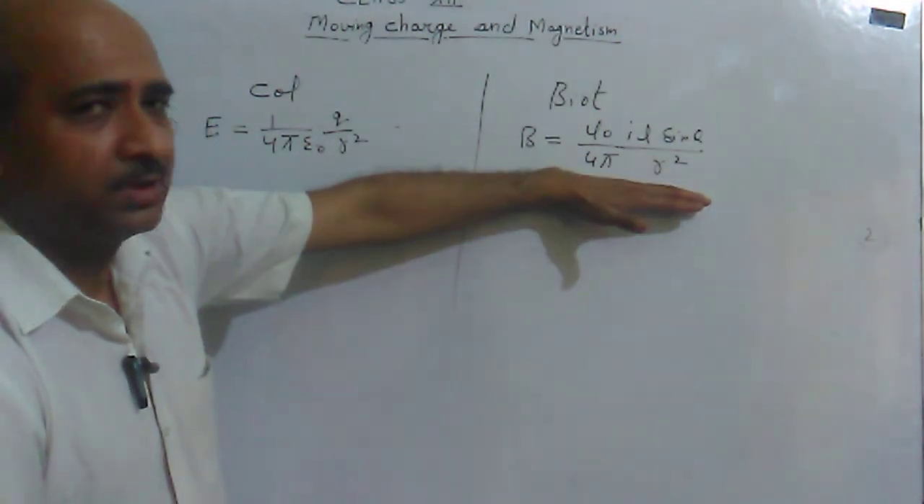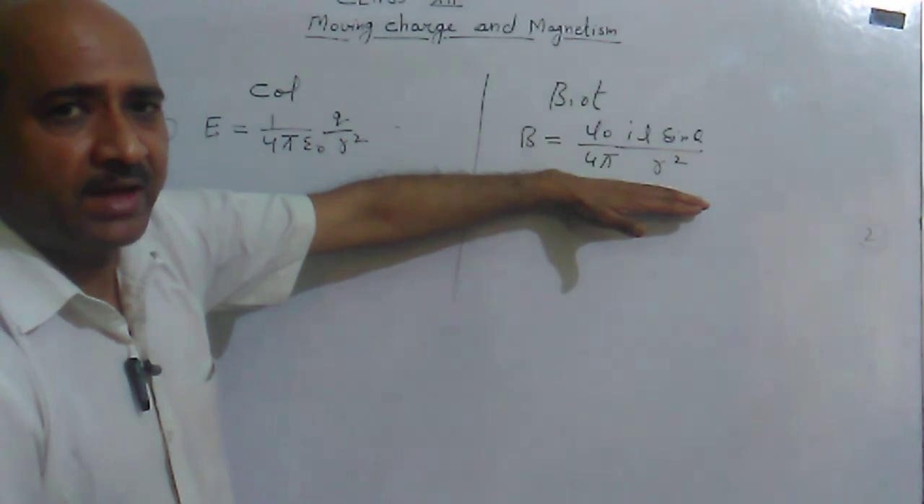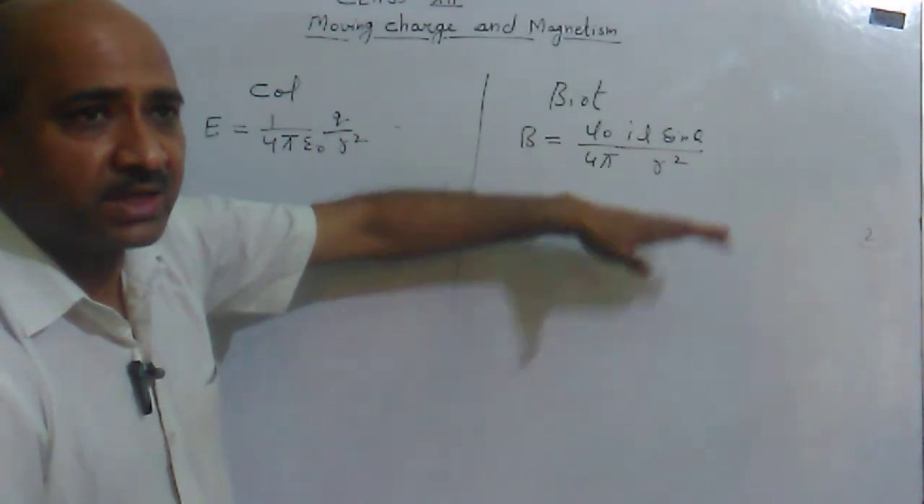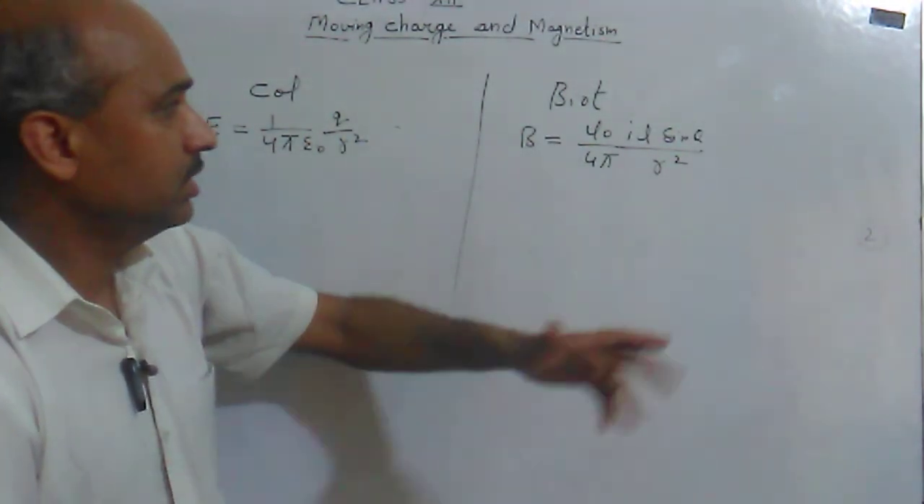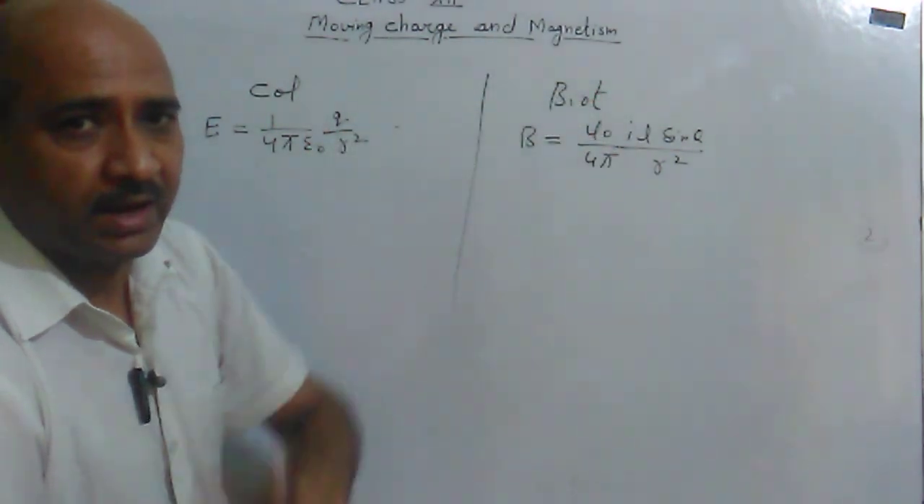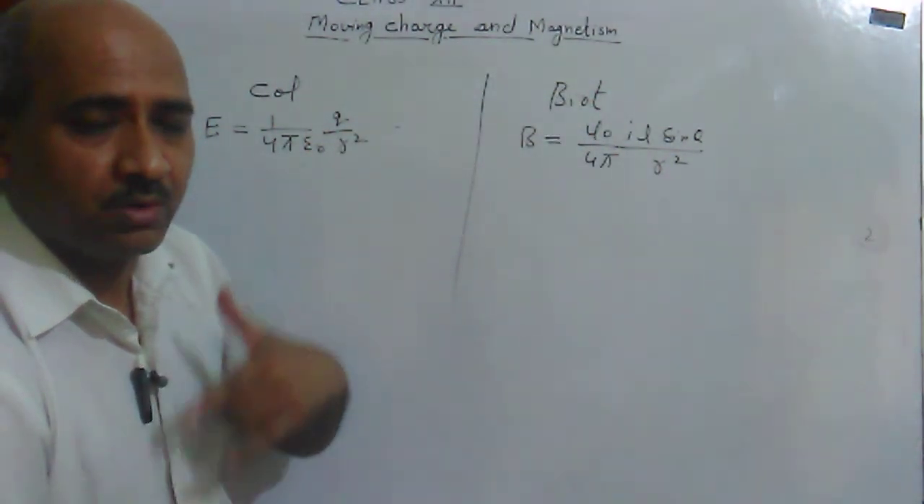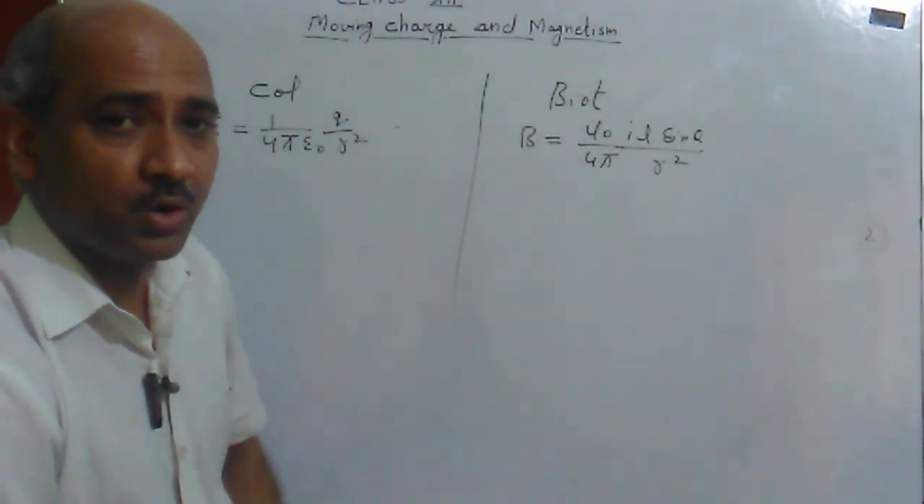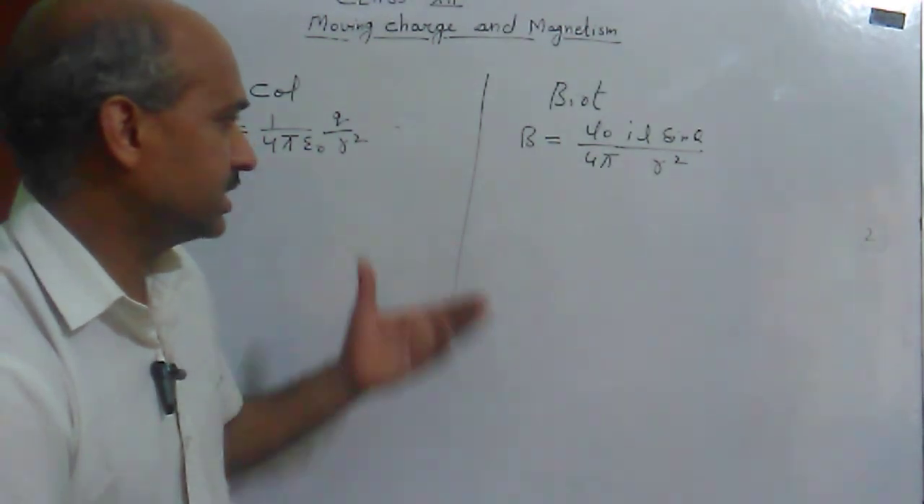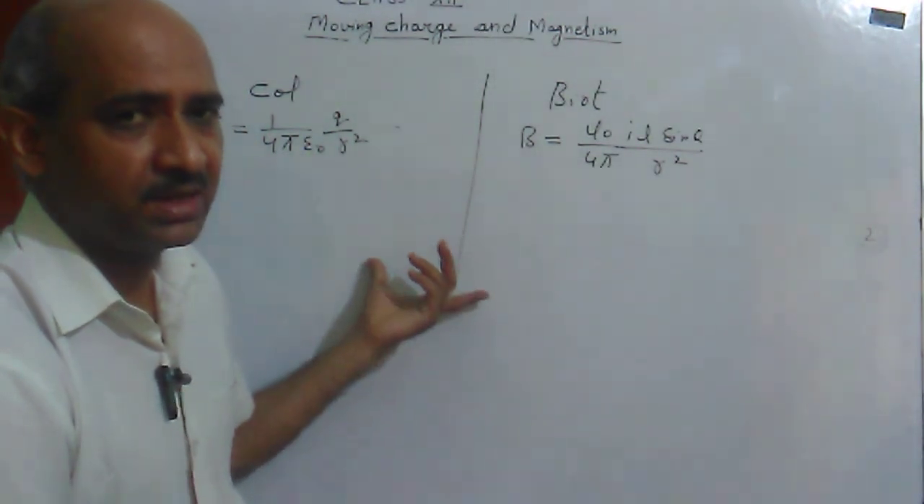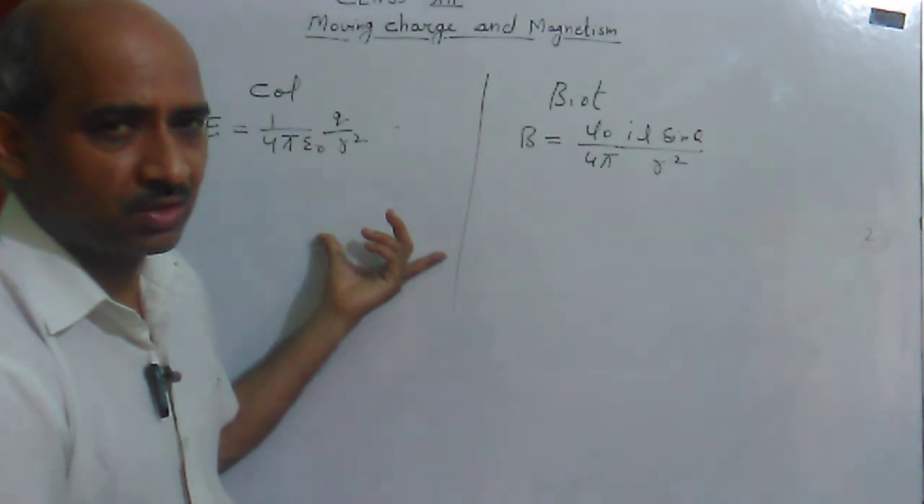But here the magnetic field, the direction of the magnetic field is always perpendicular to the current, or we can say it is always perpendicular to the charge. Charge के perpendicular होगी. So this is the similarity, this is the comparison between both of these laws.